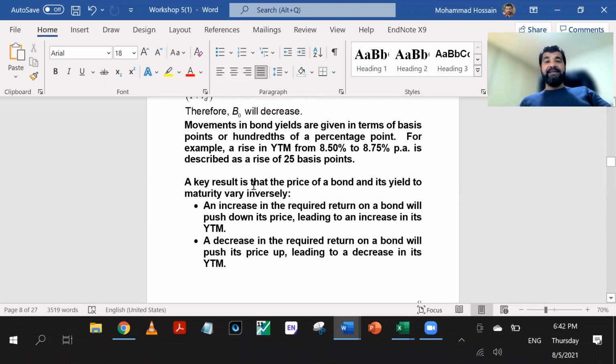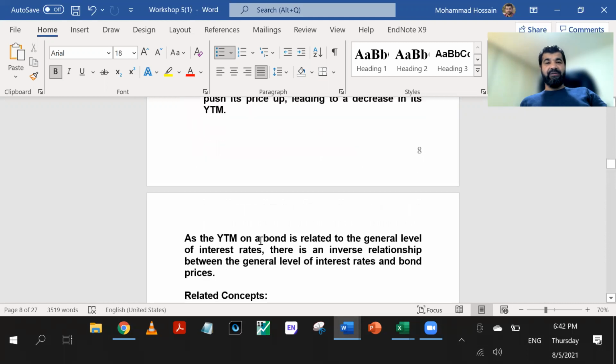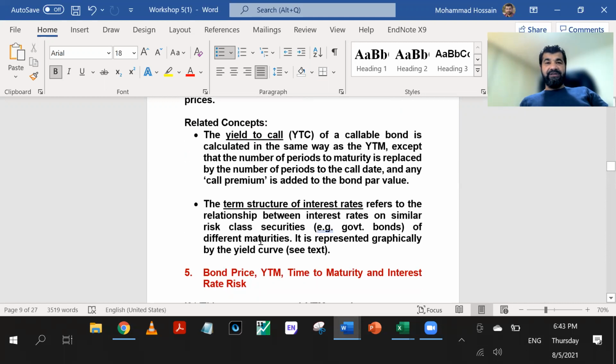A key result is that the price of a bond and its yield to maturity vary inversely. The price of a bond and yield have a negative relationship. An increase in the required return of a bond will push down its price, leading to an increase in the YTM, and a decrease works the opposite way. I think there is nothing much in here.